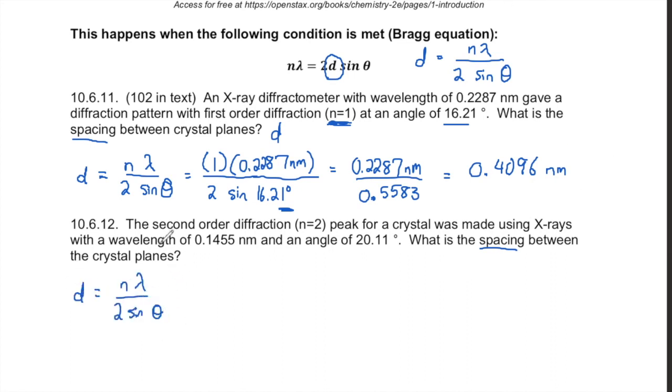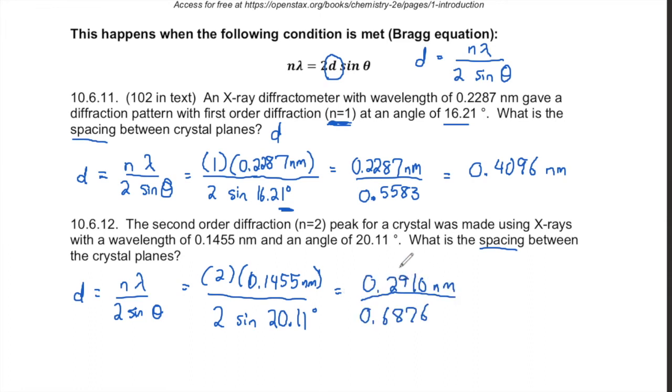So we're looking for the second kind of thing in the next problem. We have the same equation, the same setup. This time the n is 2. This is second order diffraction. So we have 2. The wavelength is 0.1455 nanometers. And then we have 2 times the sine of the 20.11 degree angle theta. And so that gives us 0.2910 nanometers over 0.6876, which gives a spacing of 0.4232 nanometers.